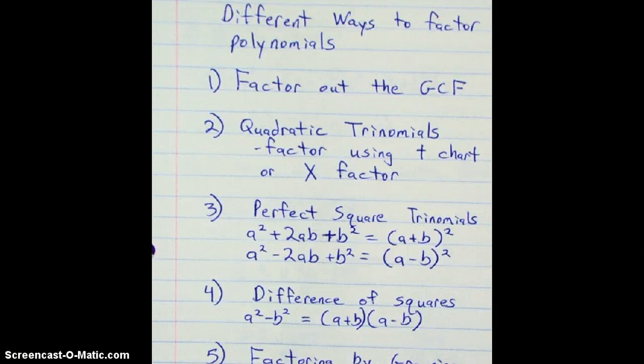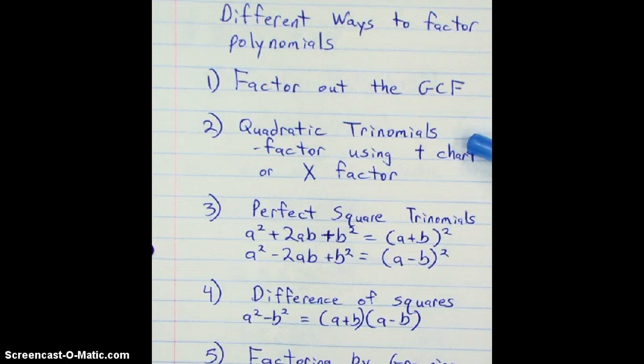This is Mr. Blanchard, and I'm here to present your lesson on factoring and the different ways that we're going to factor in Chapter 5, Section 3. So, here are the different ways that we've talked about factoring in class so far. We've learned how to factor out the GCF. We factored quadratic trinomials using the t-chart or the x factor. We factored using perfect square trinomials.